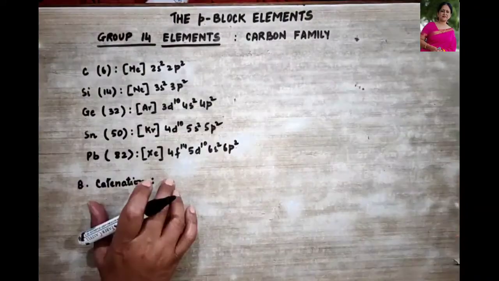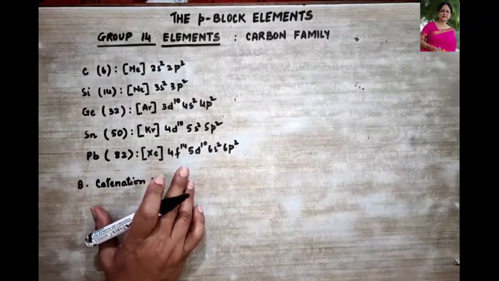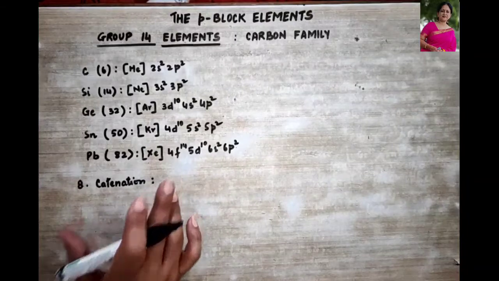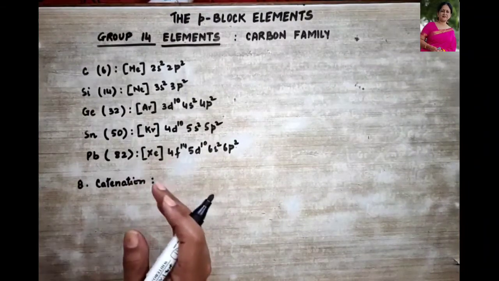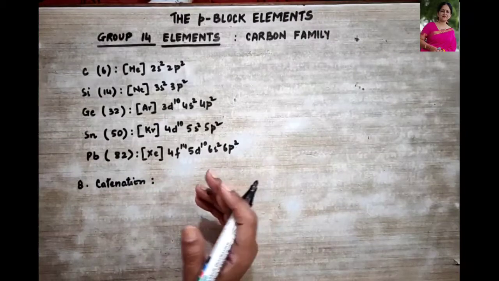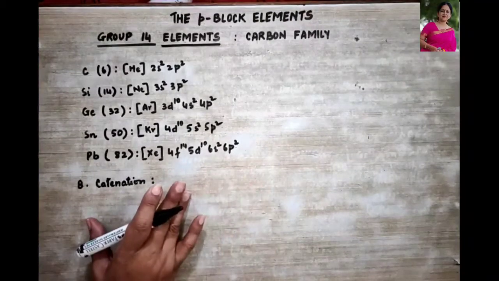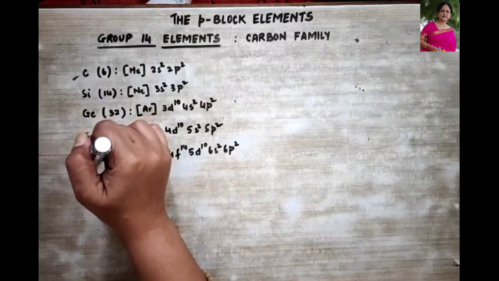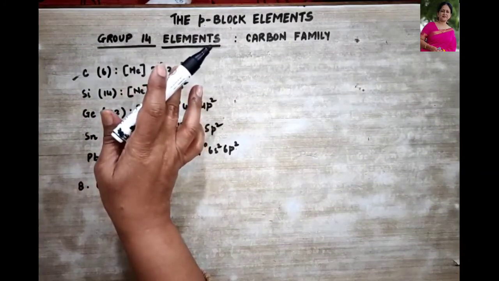We next move to catenation. The catenation power. What is catenation? I hope you all know what is catenation. The ability of like atoms to form covalent bonds with one another, that is called catenation. Catenation power decreases on moving down the group, right?